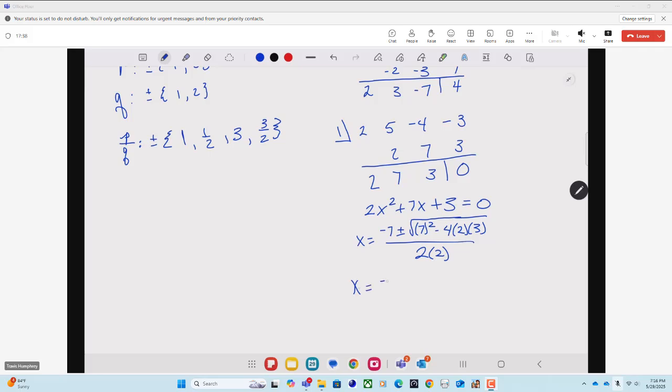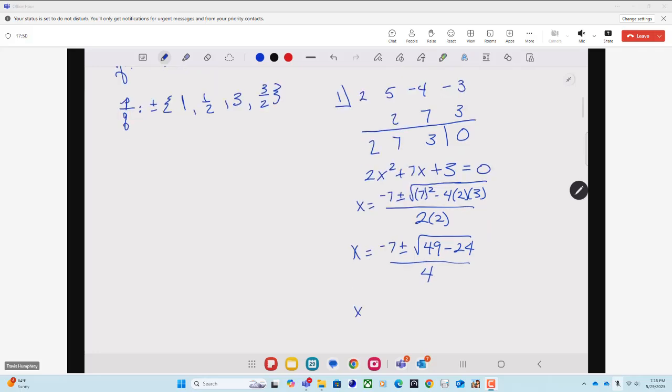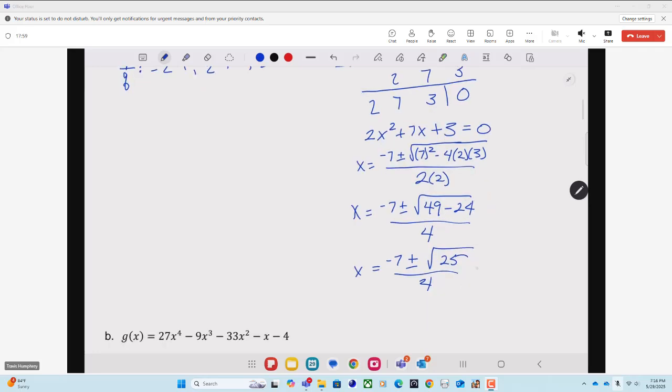So x equals negative 7 plus or minus the square root of 49 minus 24 over 4. And then that will simplify into negative 7 plus or minus 5 over 4. So the last two are rational. So we get x equals negative 7 minus 5 over 4 and negative 7 plus 5 over 4.